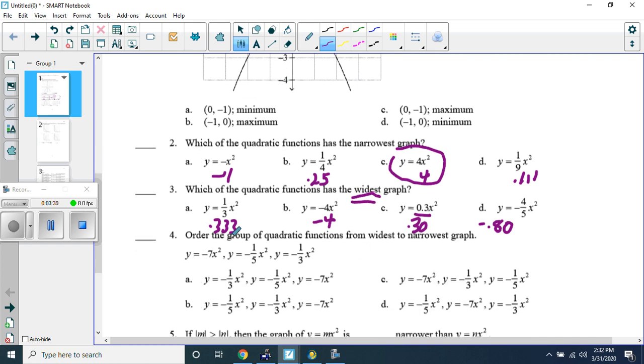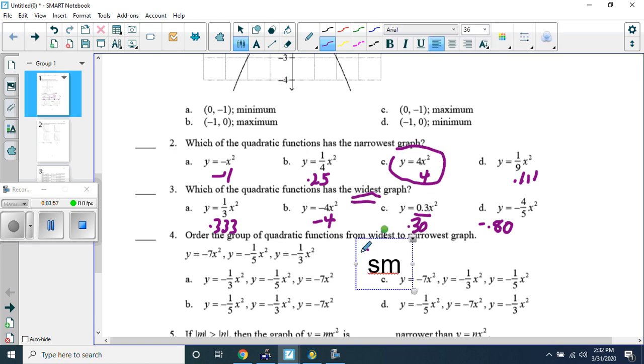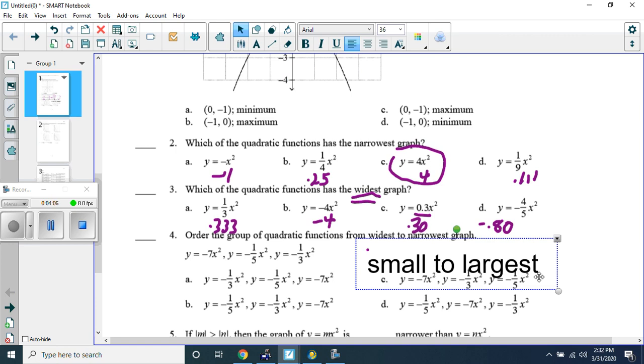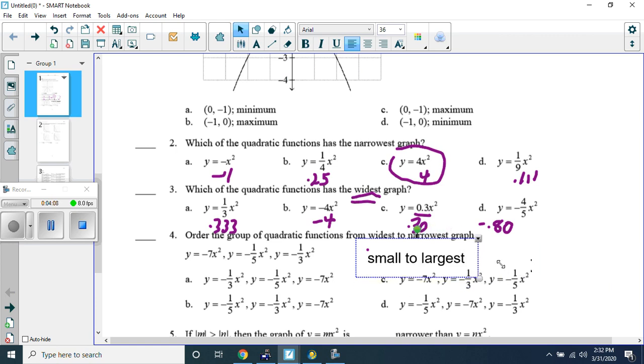So when we're ordering the group of quadratic functions from widest to narrowest, widest is going to be the small numbers out front, to the largest numbers. So small numbers to largest numbers. And the negative doesn't matter. It can be positive or negative. It's just whether the absolute value is small or large.